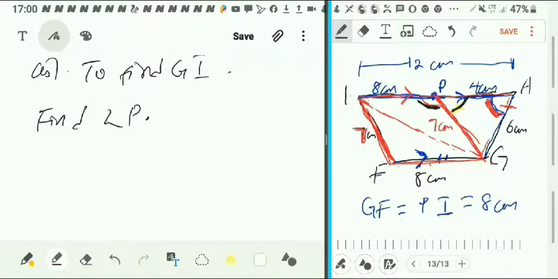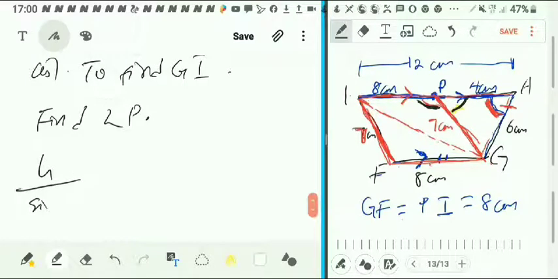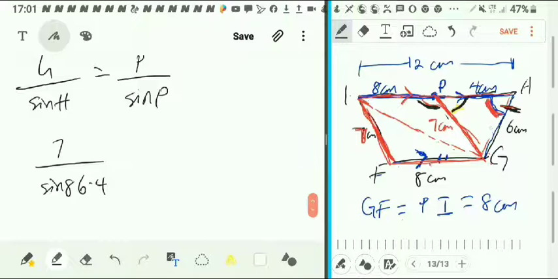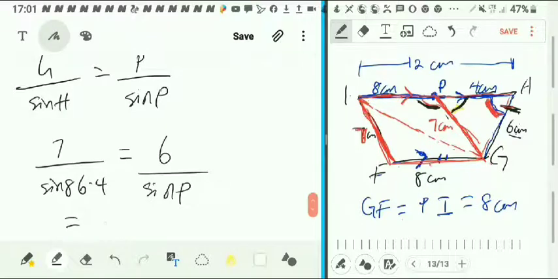I already know H. I can use the sine rule. So h over sine H. Why am I using H? Because I know the angle and I know the side. Equal to then the angle I'm looking for itself. That's p over what? Sine P. And that's equal to 7 over sine 86.4. We just got this angle now, H as 86.4. Equals to what? 6, p. This is the side that corresponds to P, 6 centimeter over sine P. Sine P, we're looking for the angle. When you put it into your calculator, you will get angle P equals what? 58.8 degree.